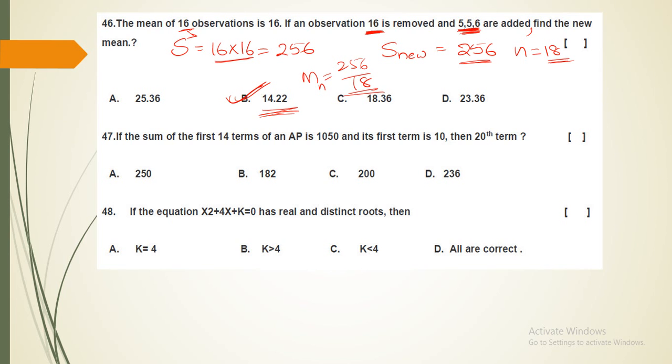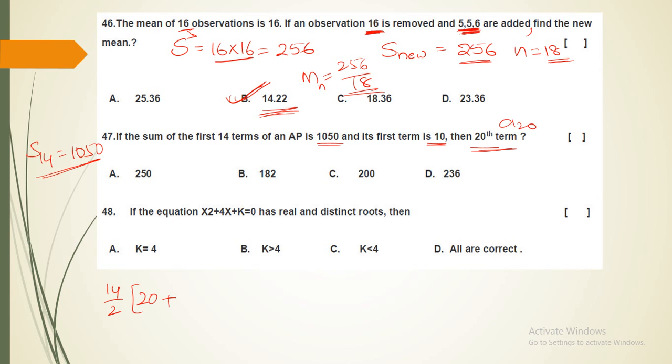Next, if the sum of the first 14 terms of an AP is 1050, what has he given? S14 is equal to 1050. Next, the first term is 10, then the 20th term. So he is asking for the A20 value. Now S14 means 14 by 2 into 2A. Here A is already given, so I can consider A as 10.